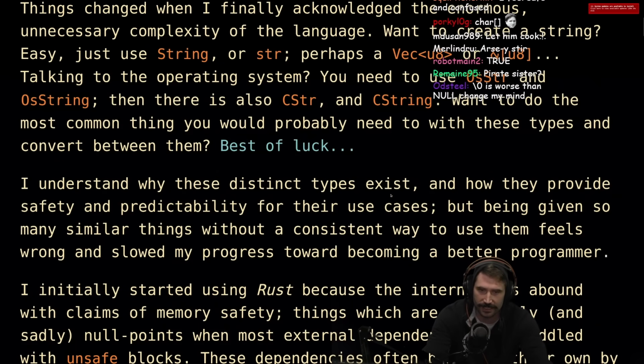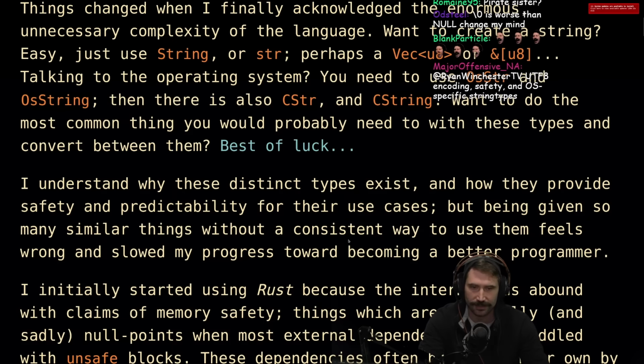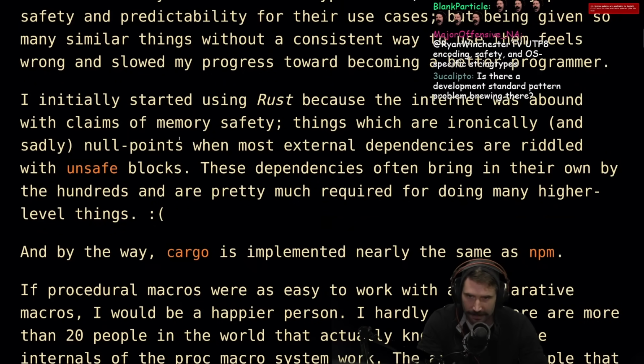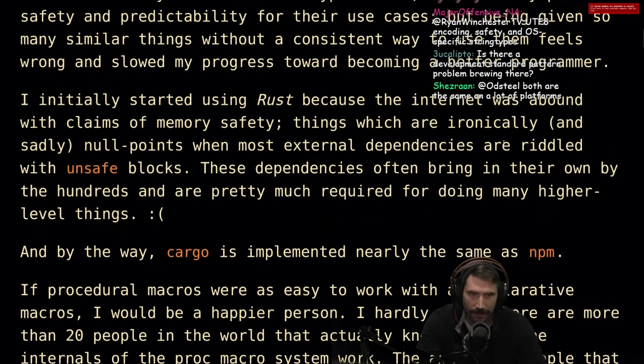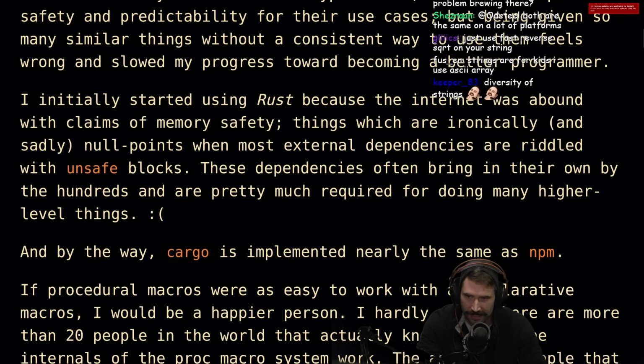I understand why these distinct types exist and how they provide safety and predictability for their use cases. That's usually the trade-off you're making. But being given so many similar things without a consistent way to use them feels wrong and slowed my progress towards becoming a better programmer. I initially started using Rust because the internet was abound with claims of memory safety, things which are ironically and sadly null points, when most external dependencies are riddled with unsafe blocks.